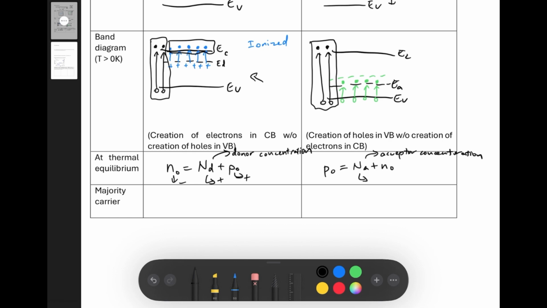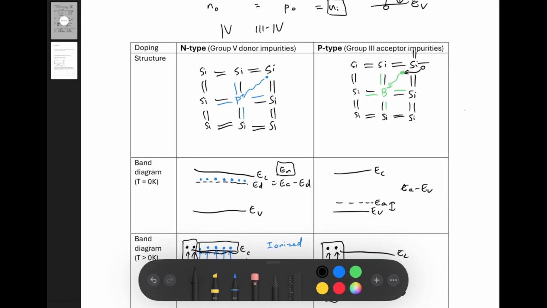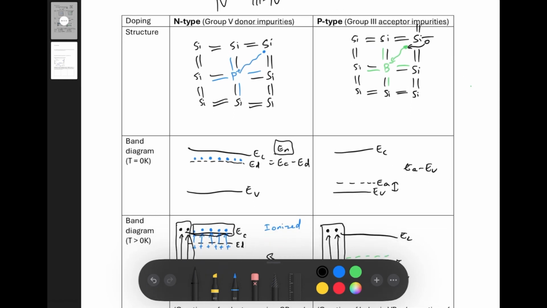So of course, this is negatively charged, this is negatively charged, and this is positively charged. So again, the total number of positive is equal to the total number of negative. And since the donor concentration is significant as compared to the hole concentration in the valence band, which is P0, the majority carrier will be an electron. And for the p-type, because the P0 is much larger than the N0, the majority carrier will be a hole. So that's a quick summary of the doping of N-type and p-type semiconductor.